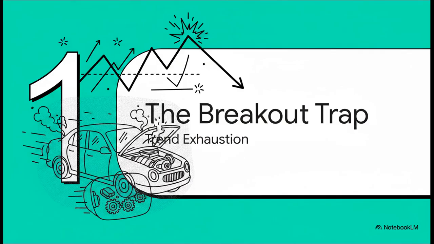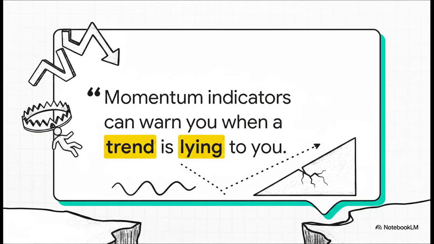Section 1. The Breakout Trap. So here's the thing. Momentum indicators can warn you when a trend is straight up lying to you. This is a massive paradigm-shifting concept. Relying entirely on surface-level price action, that's like watching a car speeding down the highway. Sure, it looks fast, but you have no idea if the engine is about to blow up or if it's running on empty. A trend can be deeply deceptive.